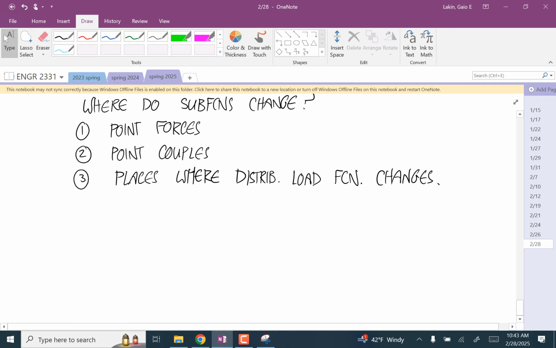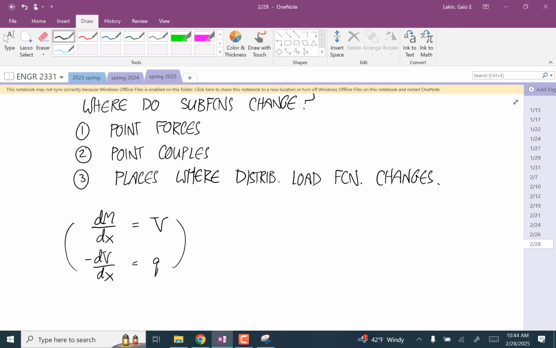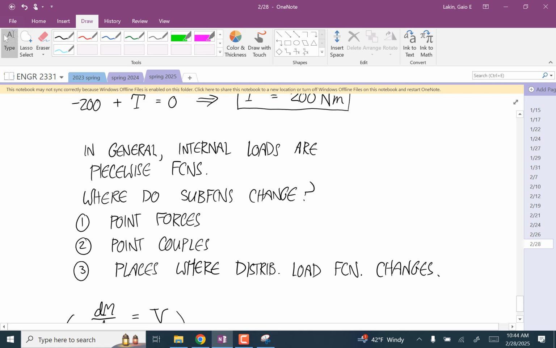And remember that we haven't talked about this yet. I mean, even though I keep mentioning it, let's pretend I haven't talked about it yet. We're going to eventually always consider the fact that dM/dx has to be equal to V, and negative dV/dx has to be equal to the distributed load function. So those are checks you can always do. Let's check these on the distributed loads above.